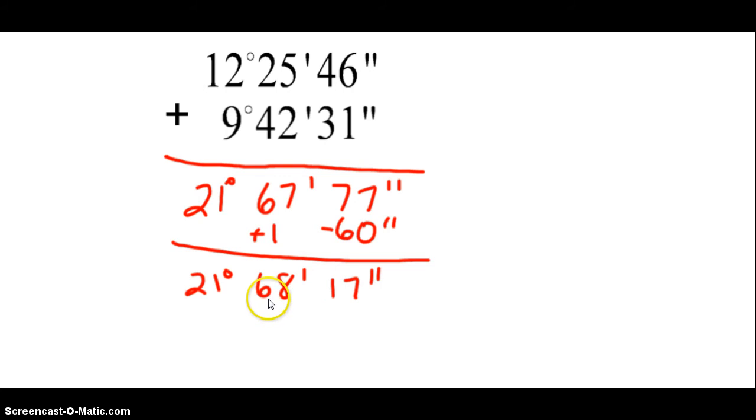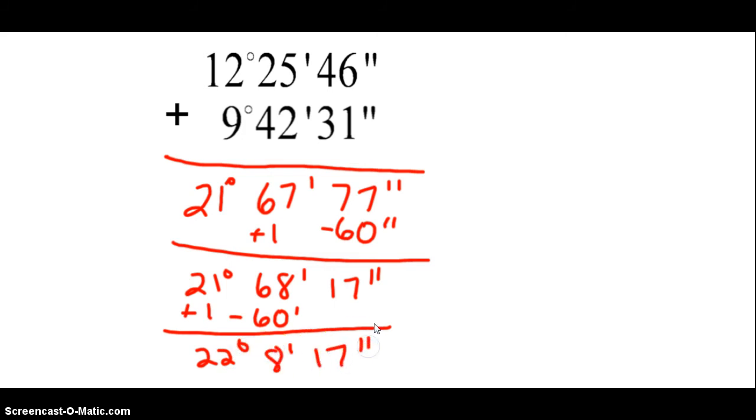And now I'm going to do the same thing. I'm going to simplify my minutes into my degrees. So I can subtract 60 minutes and add on 1 degree. So my final simplified answer is going to be 22 degrees, 8 minutes, 17 seconds.